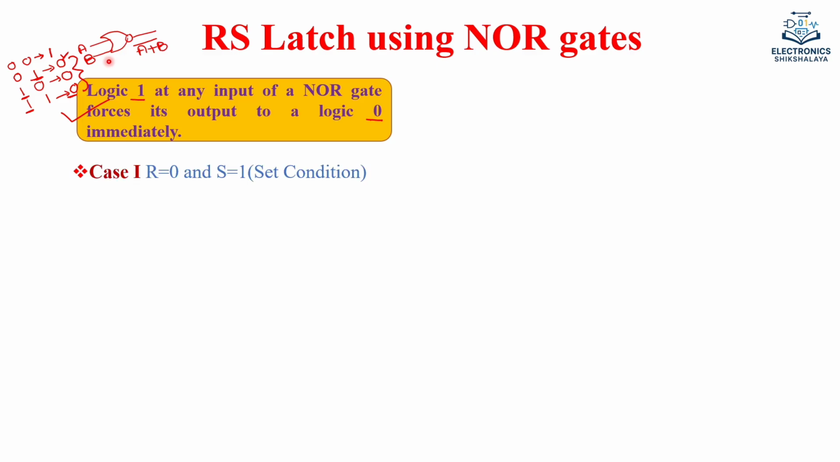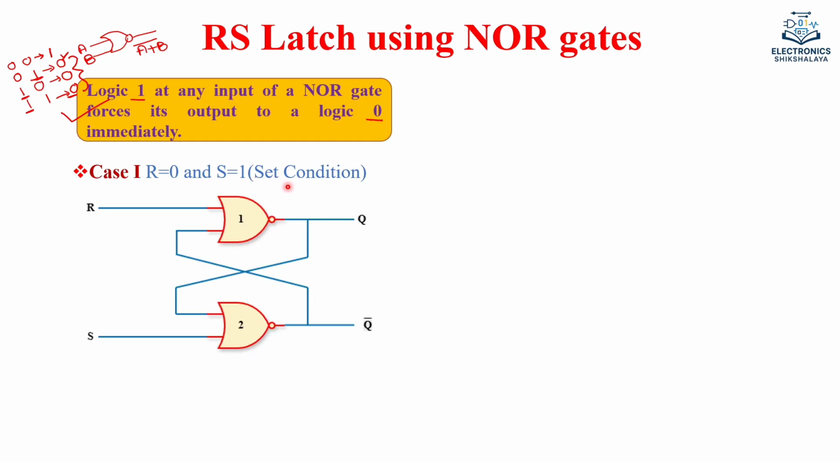So let us see case 1, where R value is 0 and S value is equal to 1. This condition is called the set condition. Let us see. We are applying R value 0 and S value 1. The input S is 1, and if any input of the NOR gate is 1, it forces the output to be 0. So this gate number 2 output will be 0. Then this Q bar is connected to one of the inputs of gate number 1. So 0, 0, the output will be 1.